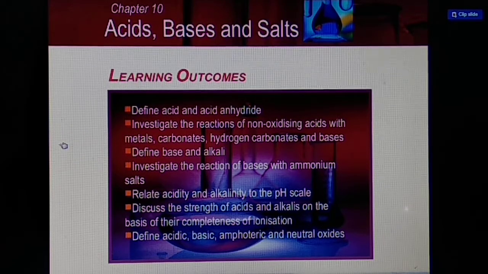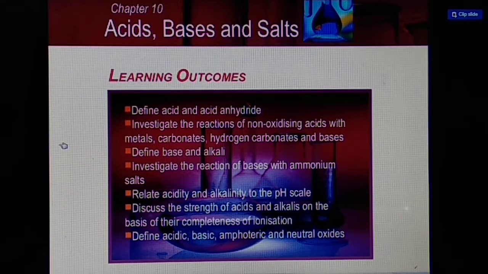Today we present the chapter Acids, Bases and Salts. What is the name of the chapter, students? Acids, bases and salts. In this chapter, we have to know about what is acid, what is base and what is salt. In our everyday life, we use acidic substances and basic substances, and without salt, we cannot survive, my dear children.